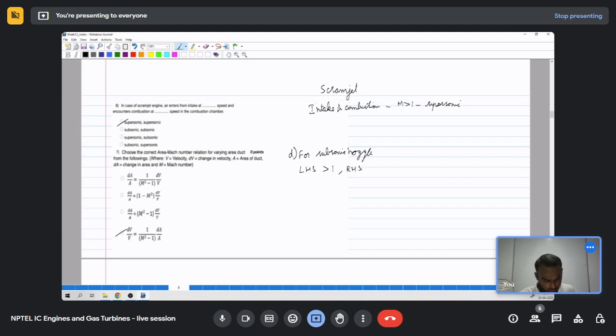RHS will be, so for a subsonic nozzle, we know that area will keep decreasing, so dA is negative and M square minus 1 is negative. Negative and negative it becomes positive, but still this is not right. I think option C is correct.